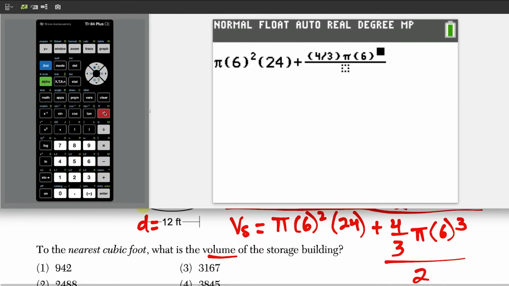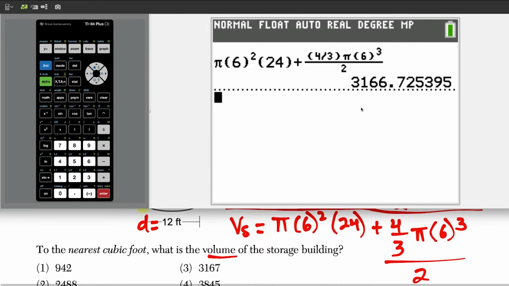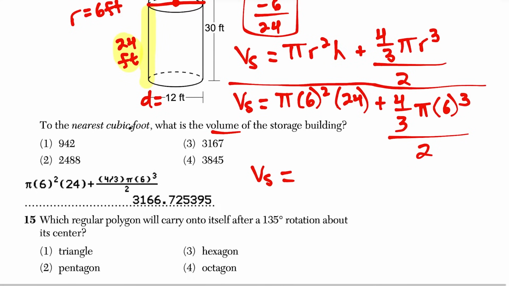So I close the parentheses, and I press this up arrow here, and we write in R3. And we're dividing all of that by 2. Okay, so now we just press enter, and this is going to give us the total volume. So we're rounding to the nearest cubic foot. So we go to the ones place is a 6, to the right is a 7. So we're rounding up to 3167. So the volume of the storage building is going to be 3,167 cubic feet.